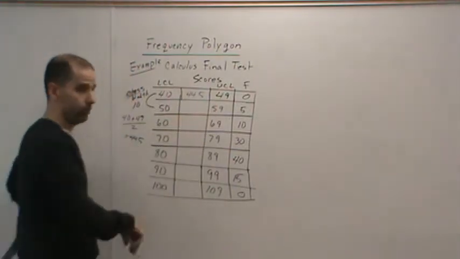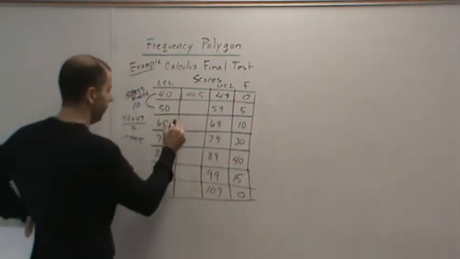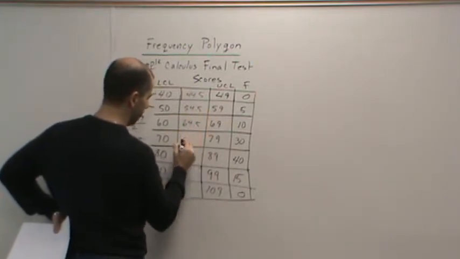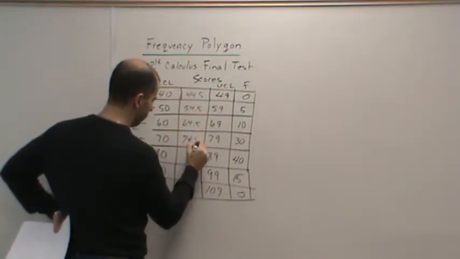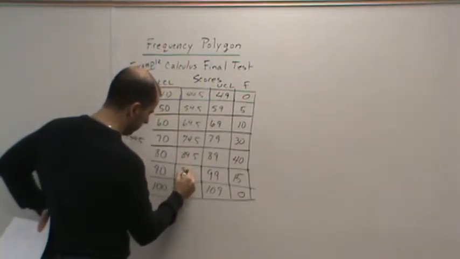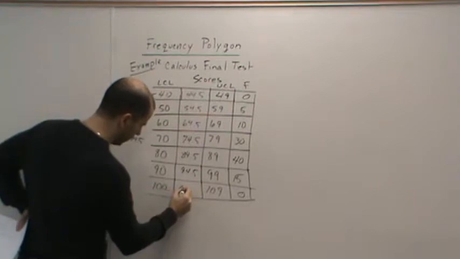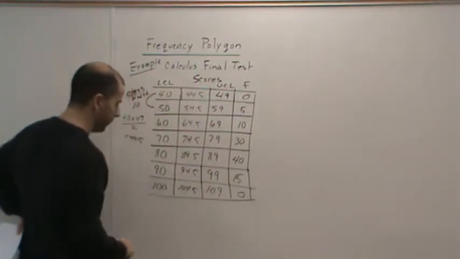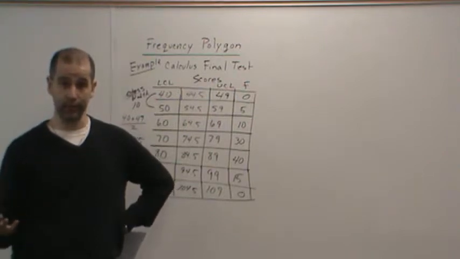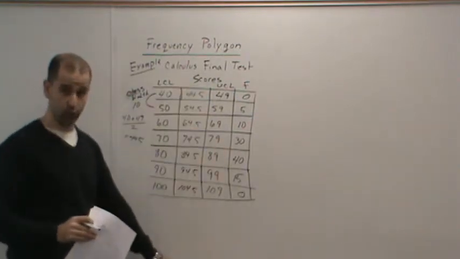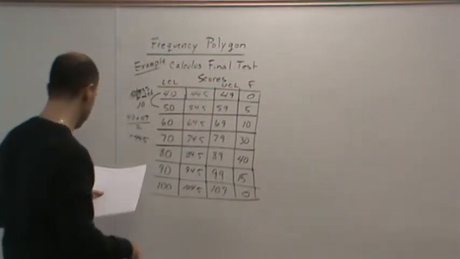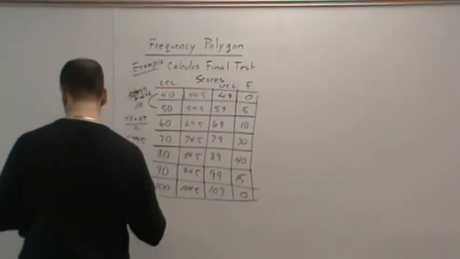So what's the next one? Just add 10. So it's 54.5, 64.5, 74.5, 84.5, 94.5, and 104.5. So now I've got everything I need to construct my frequency polygon. So again, make sure you have this written down because I'm going to erase it. I'm going to construct the frequency polygon and we'll be finished with that.